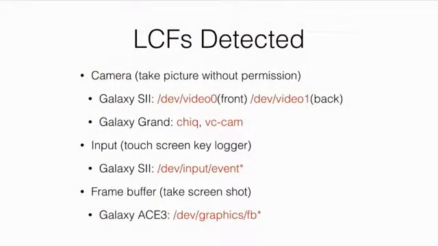So we did this on 3 different phones, Galaxy S2, Grand, and S3, and we found these customization flaws. In Galaxy S2 we can access the camera node. Both the front camera and the back camera are publicly accessible. Same for Galaxy Grand, and input touch screen. This is another vulnerability that we discovered: whatever you touch on the screen is logged, and this should not be publicly readable, but it is.